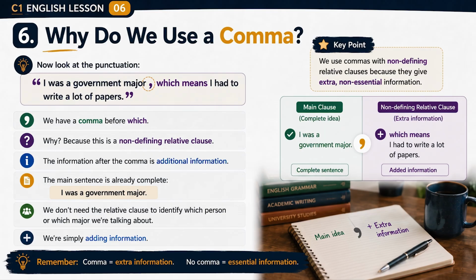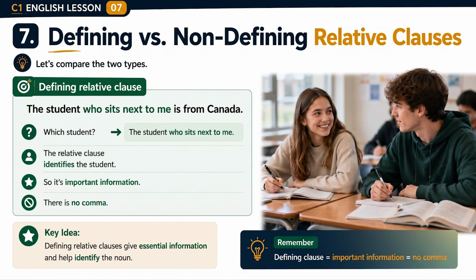I was a government major. You don't need to add any specific information to it. So your main clause is what? Complete, already complete. We don't need the relative clause to identify which person or which major we're talking about. We're simply adding information. It is called non-defining relative clause. But let me explain more. Let's compare the 2 types.